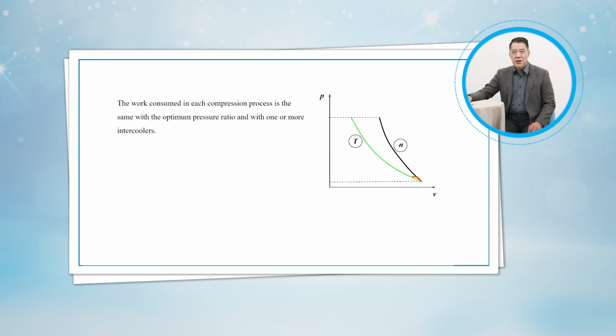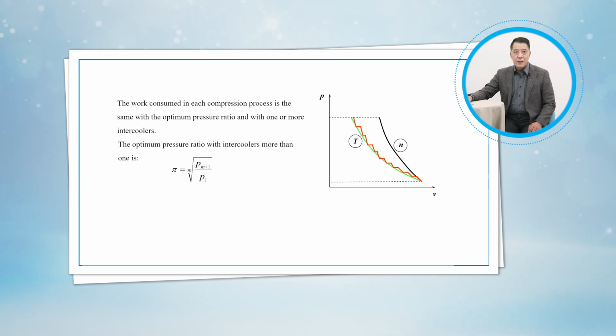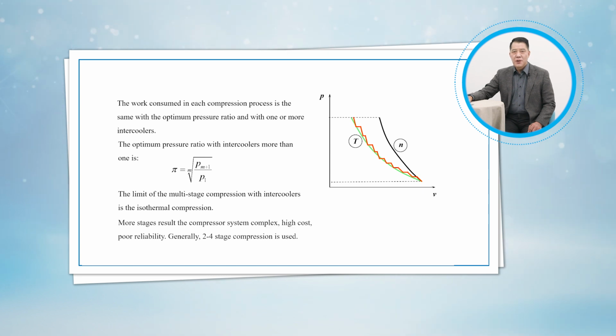One compression intercooling process. More compression intercooling processes. The optimum pressure ratio for each stage with more than one intercooler is given here. The limit of multi-stage compression with intercoolers is isothermal compression. More stages make the compressor system complex, high cost, and poor reliability. Generally, 2 to 4 stage compression is used.